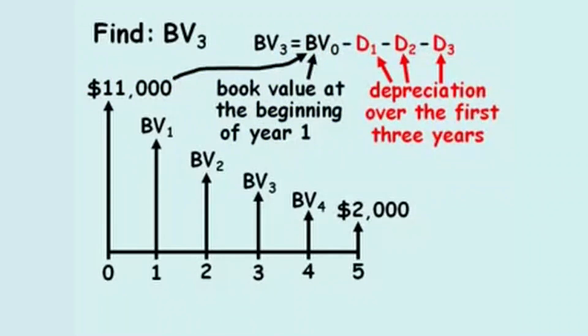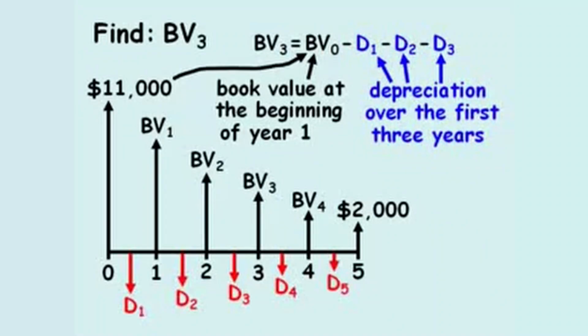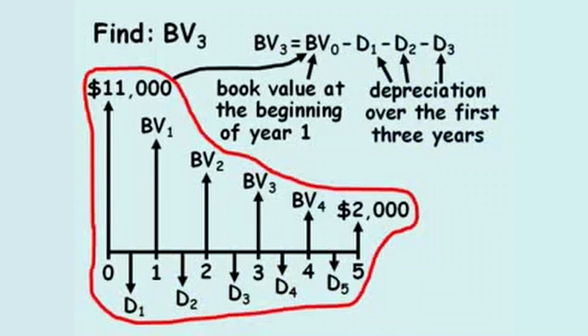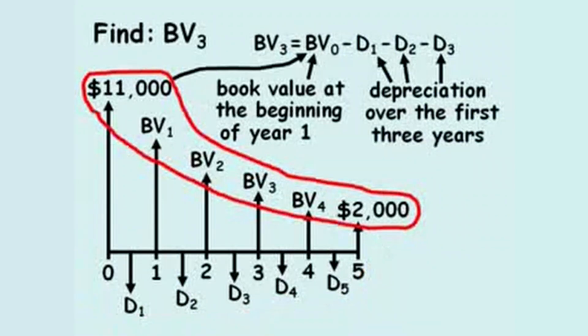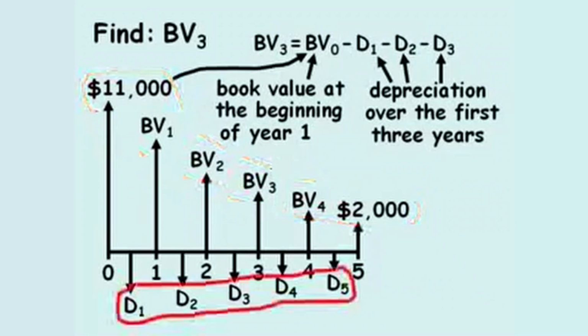In our diagram, we'll draw downward arrows to represent the depreciation, or the decrease of the asset's value, over its 5-year life. This diagram is different from a cash flow diagram because this diagram tracks the book value of an asset, BV, based on the depreciation of each year.